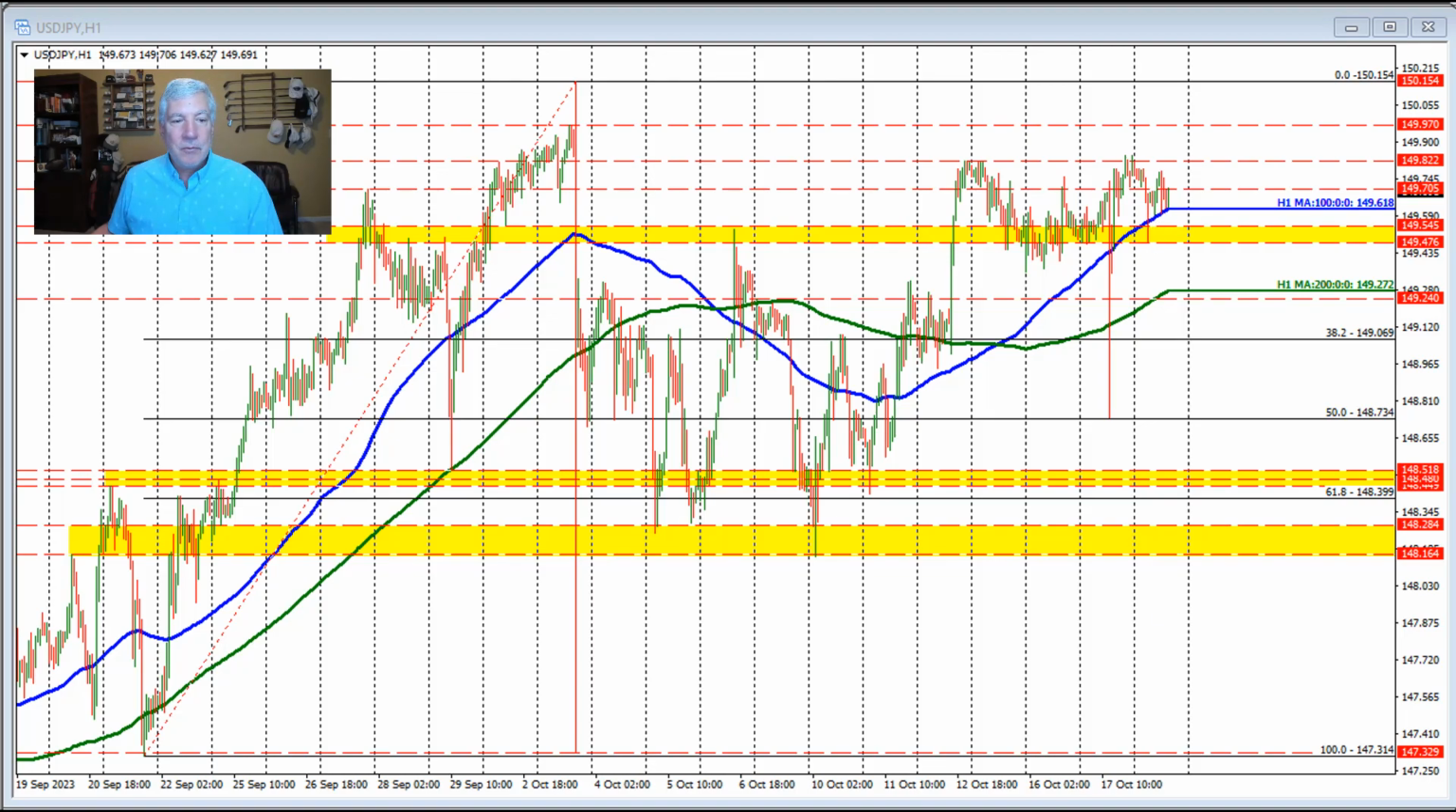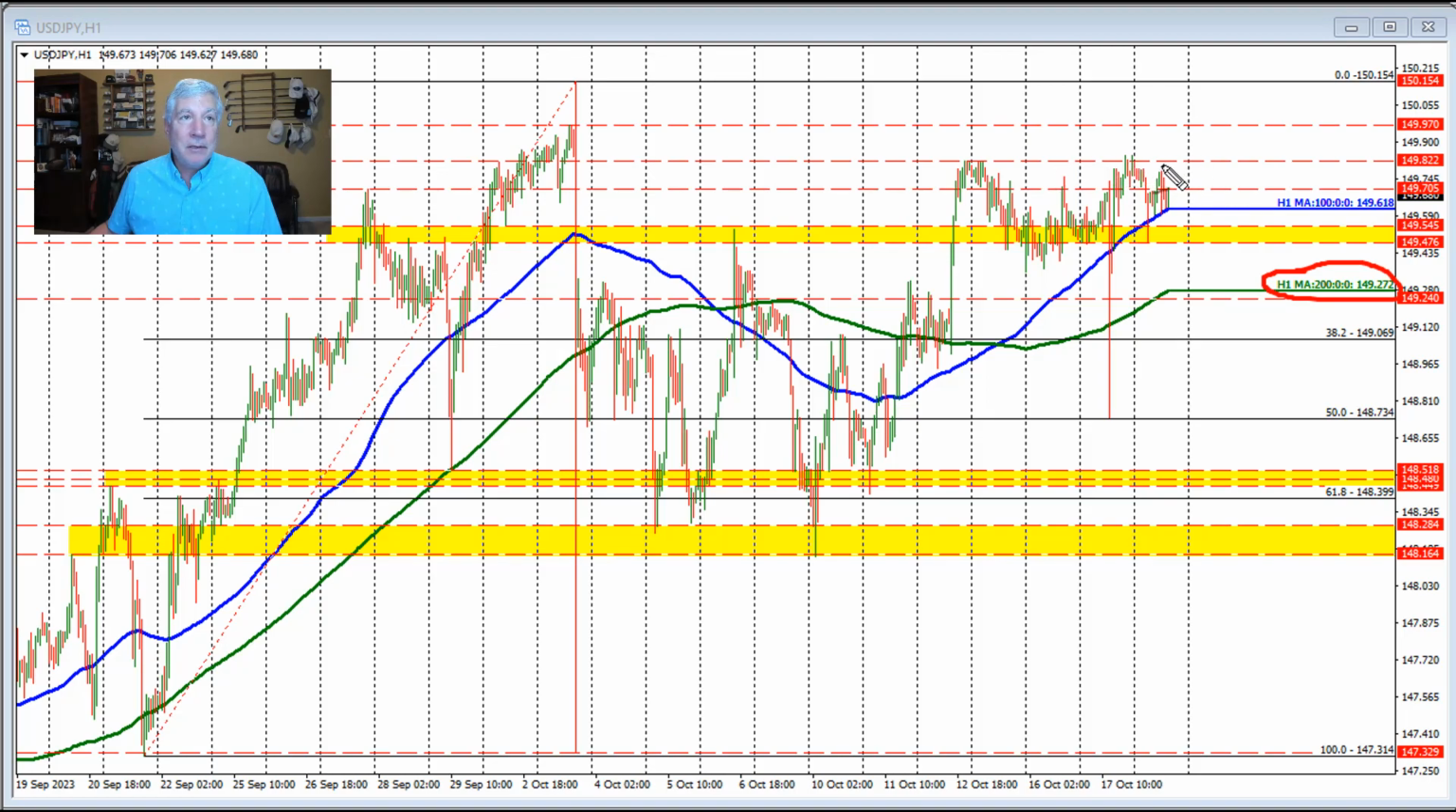This 100-hour moving average remains a barometer, even though the price fell below it earlier today. The last three times the price has moved down to that level, trading today, the price has found support buyers against it. So get below the 100-hour moving average of 149.618, and then look for a break below this swing area, 149.47 to 149.54, and perhaps we head down toward the 200-hour moving average, the green line currently at 149.27 on your chart. That would be where we look for further downside momentum.